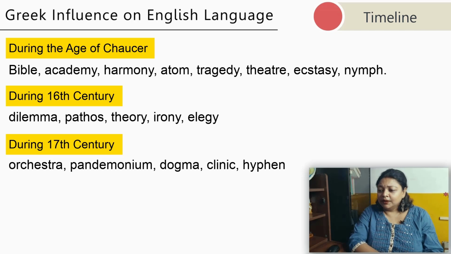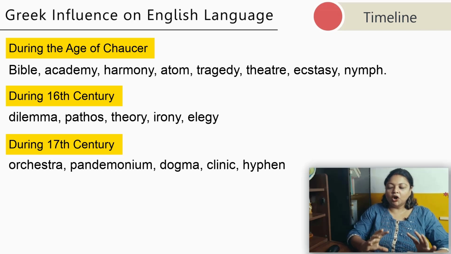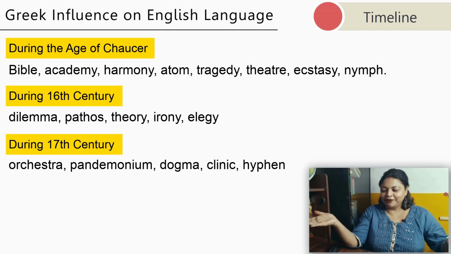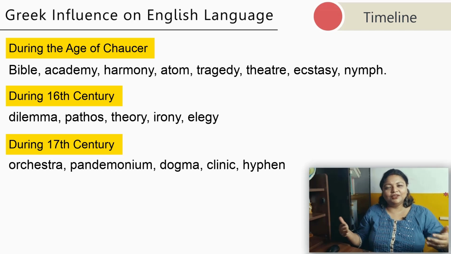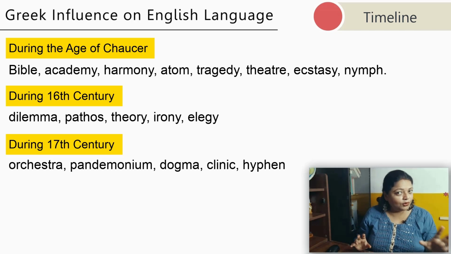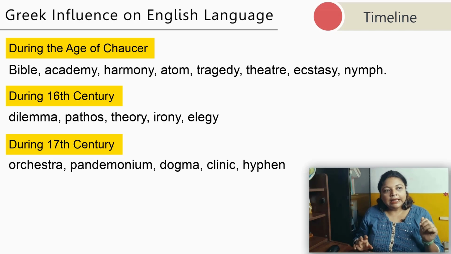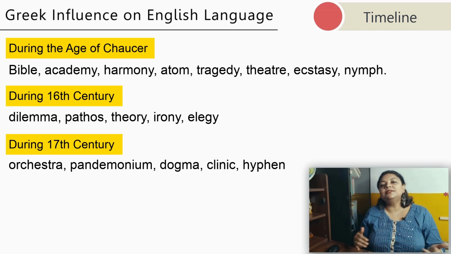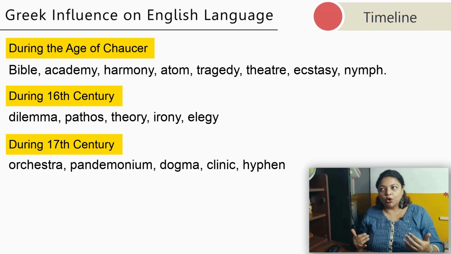Dogma, clinic, hyphen. So see, the influence was not just related to literature. It was related to, again, science, theory, and then hyphen. It was related to the way English words were written. Greek influence, as we also see in case of Latin, influenced written English more than conversational or spoken English.